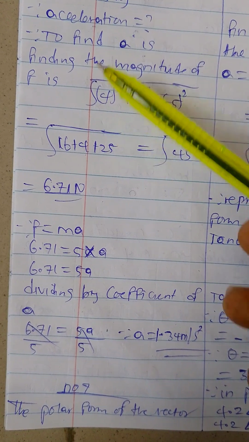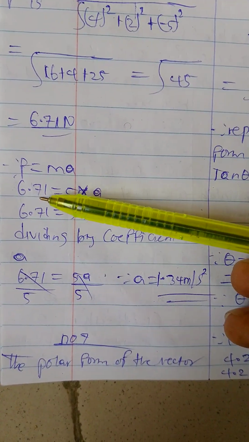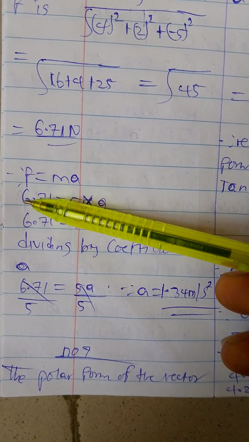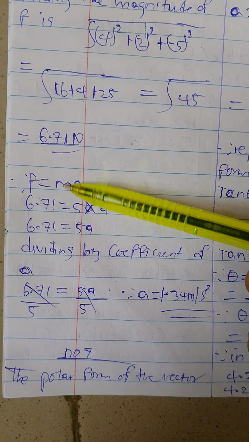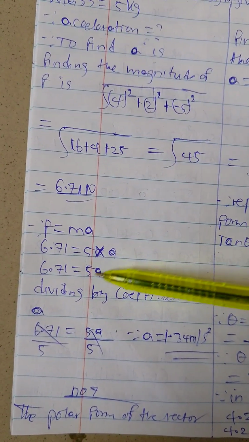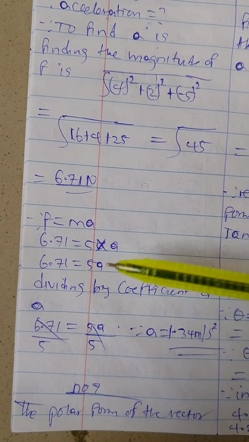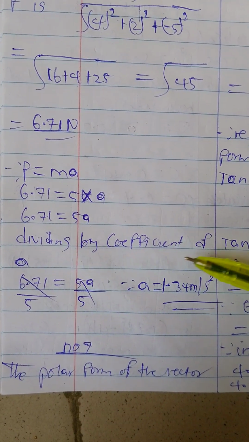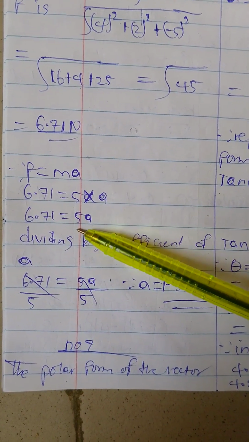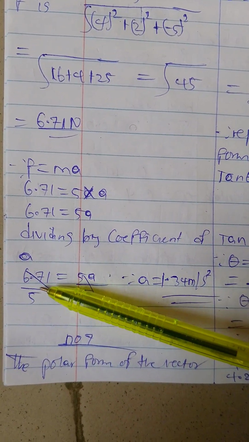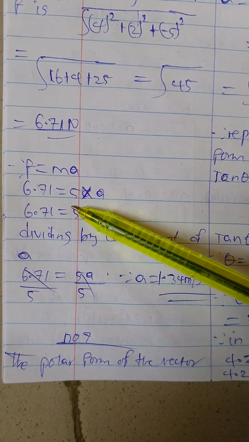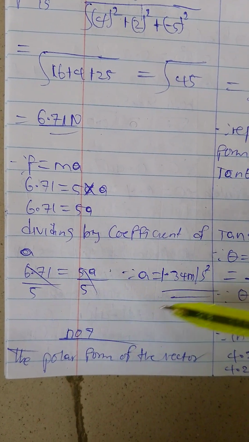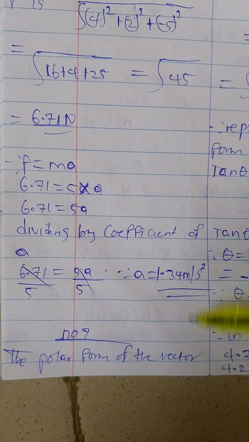So therefore, for me to find my acceleration, you know that force is a product of mass and acceleration, right? So my force here is 6.71 is equal to mass times acceleration. My mass here was 5 times a, the acceleration. So 6.71 equals 5a. Now therefore, what do you do? Divide all through by the coefficient of a, which is 5. So 6.7 divided by 5, and 5a divided by 5. So the 5 cancels out, remains only a, equal to 6.7 divided by 5, which will give me 1.34 meter per second squared.